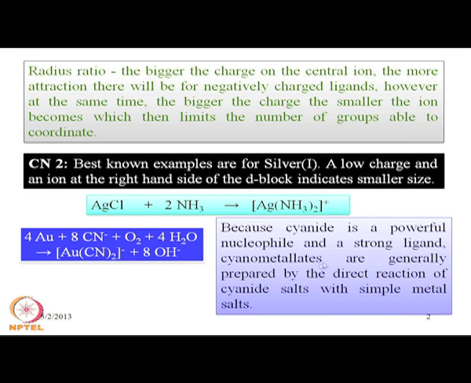Since it is a very strong and powerful ligand, cyanometalates are generally prepared by direct reaction of cyanide salts with simple metal salts. So, if we use potassium cyanide or sodium cyanide, we can use it directly with the simple metal salt, or sometimes we can use it with the corresponding metal in the elemental form.